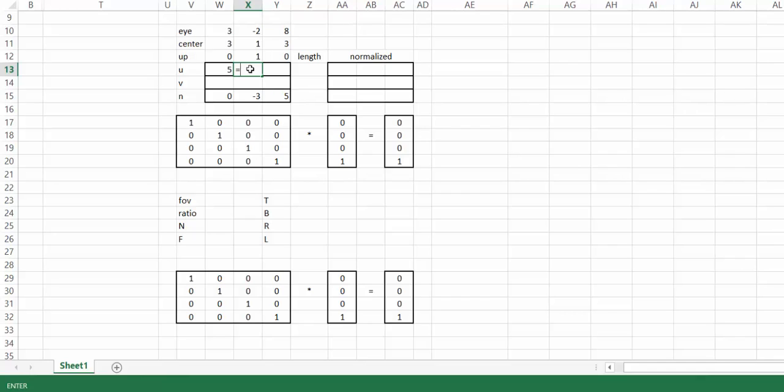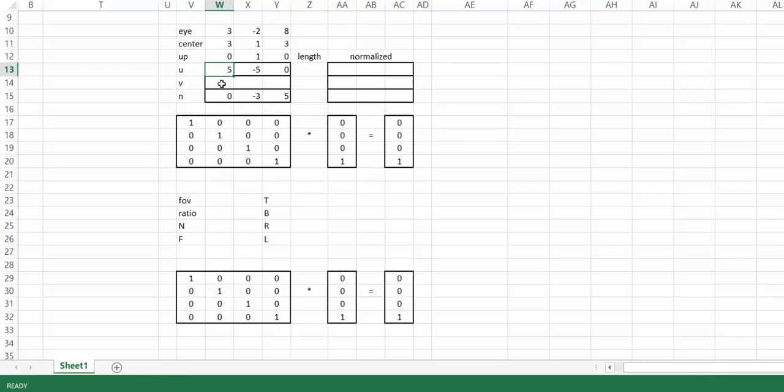And here we have, so it's up cross n, minus times this, and finally we have this times this minus this times this. Okay, so that's 12 times 15 minus, and minus, okay. So that's u, and finally we can take the cross product.